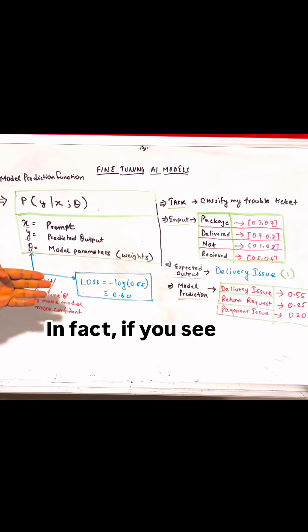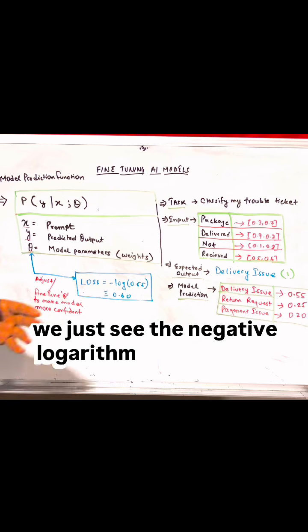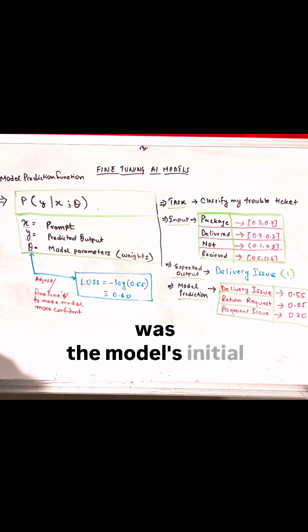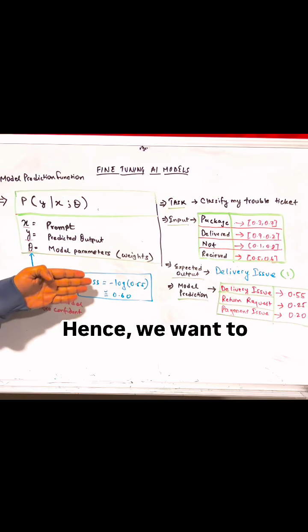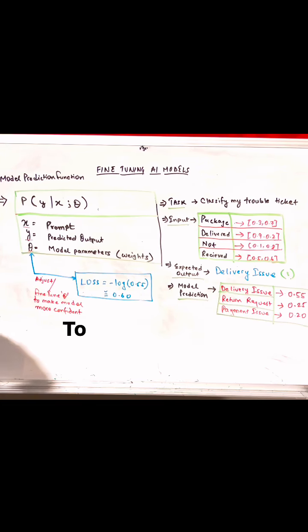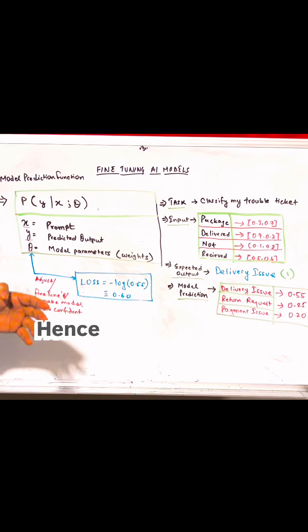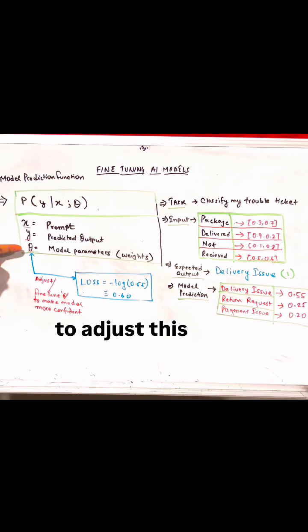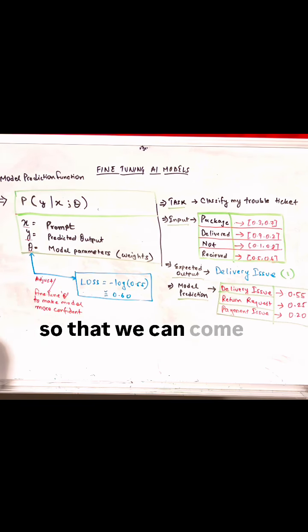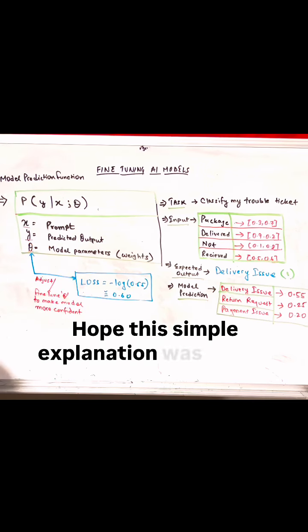In fact, there was a loss of around 60% if we just take the negative logarithm of 0.55, which was the model's initial prediction. Hence, we want to optimize this model further so that next time the model gives a highly relevant result and the confidence level is also high. Hence, we adjust this factor theta so that we can come as close to the expected prediction as possible. Hope this simple explanation was helpful.